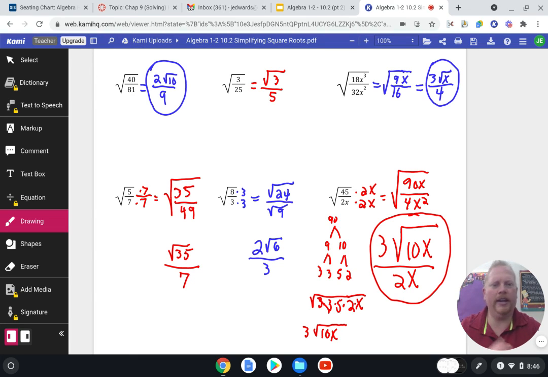Now, I know this can be tricky, and I know there's lots of places to mess up, but the more you practice, the better you're going to get at it.